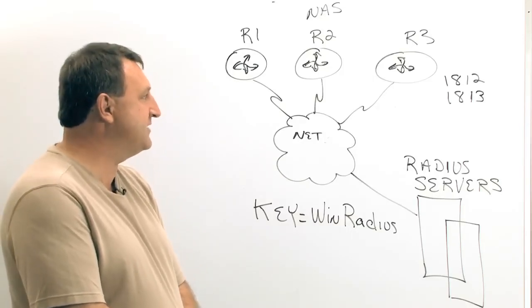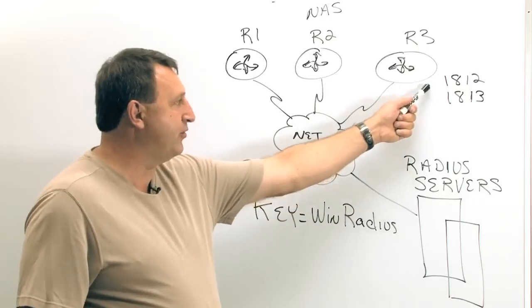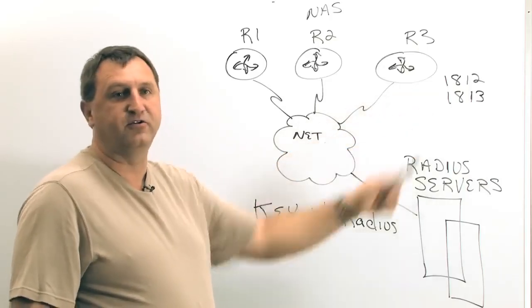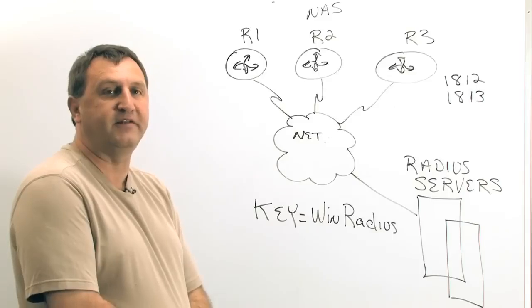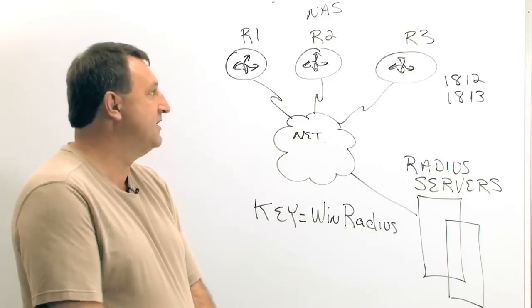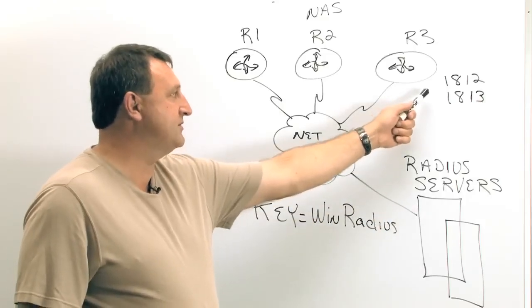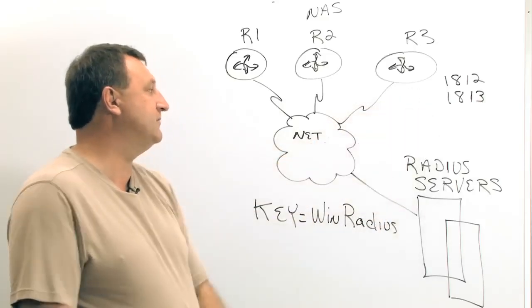Then what we're going to have to do is make sure that we agree upon the ports that RADIUS are going to use to answer the request and respond to the request for authentications. So in our lab, we're going to use ports 1812 and 1813.